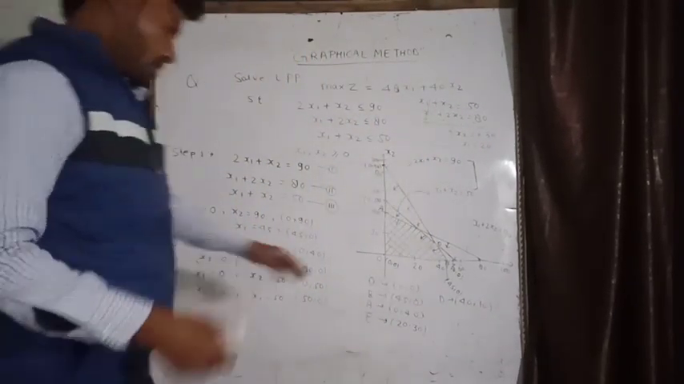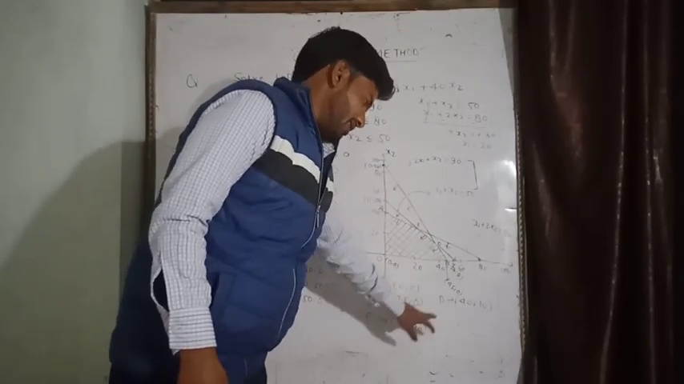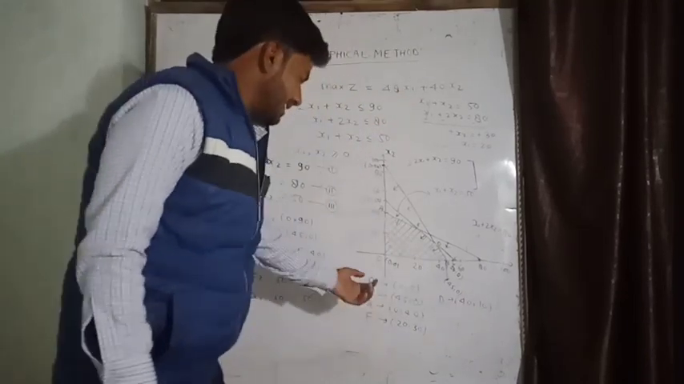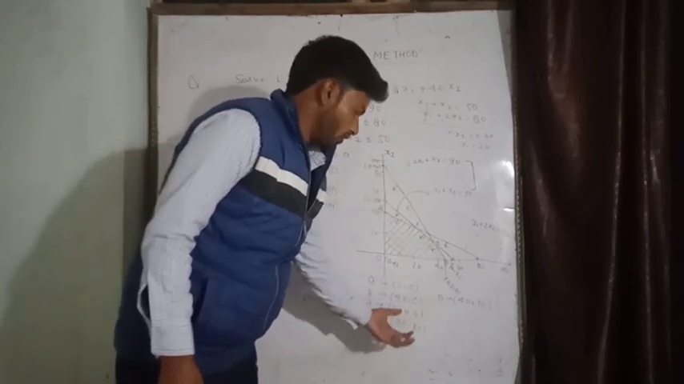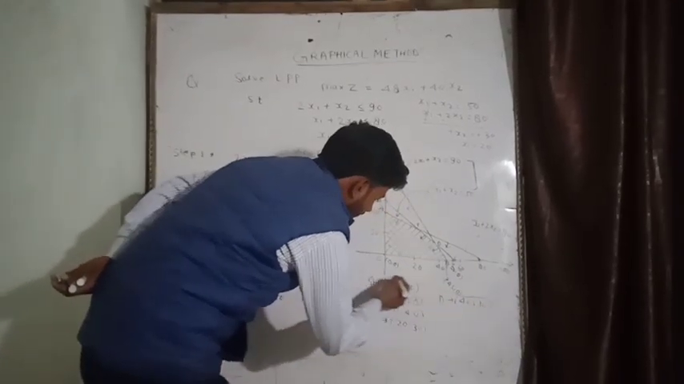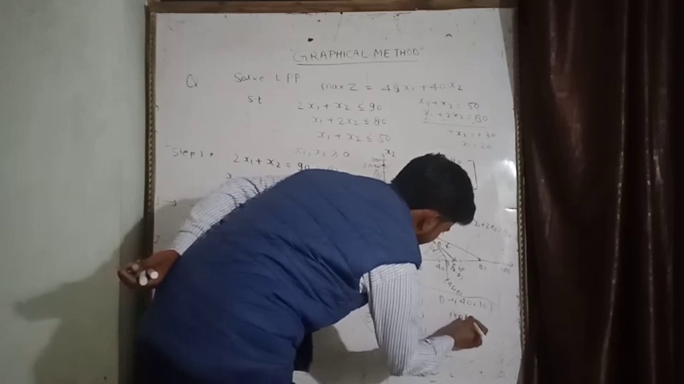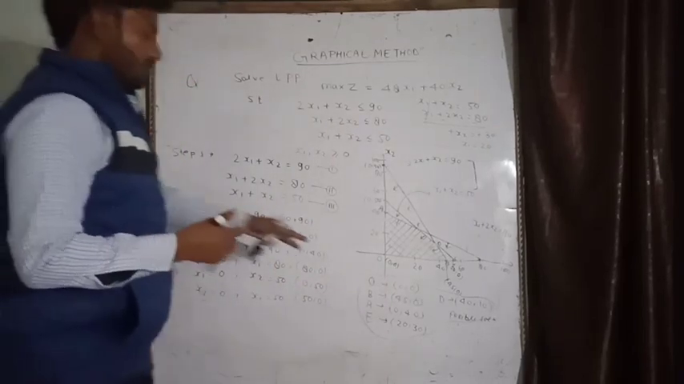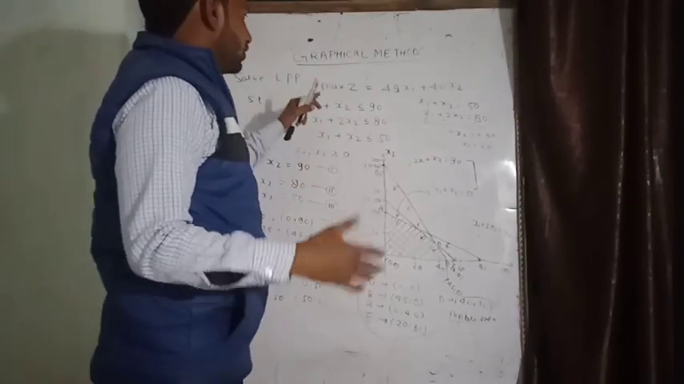So these are your extreme points, that is 0, 0, 45, 0, 0, 40, 20, 30 and 40, 10. These corner points or extreme points are called the feasible solutions. So we have the feasible solutions. Now we have to find the optimal solution.